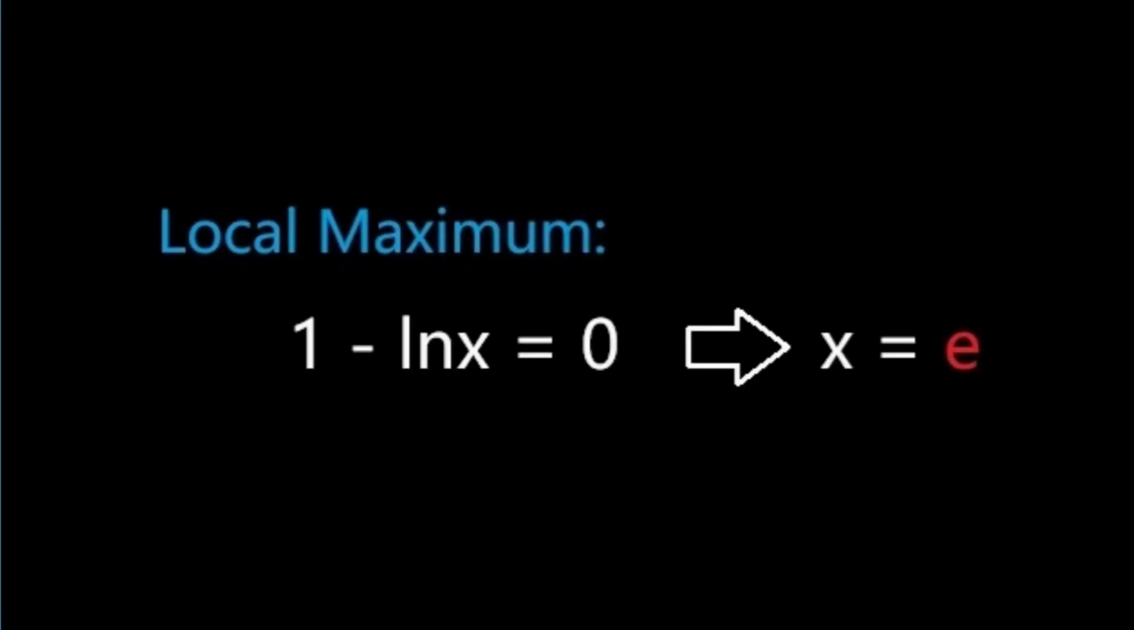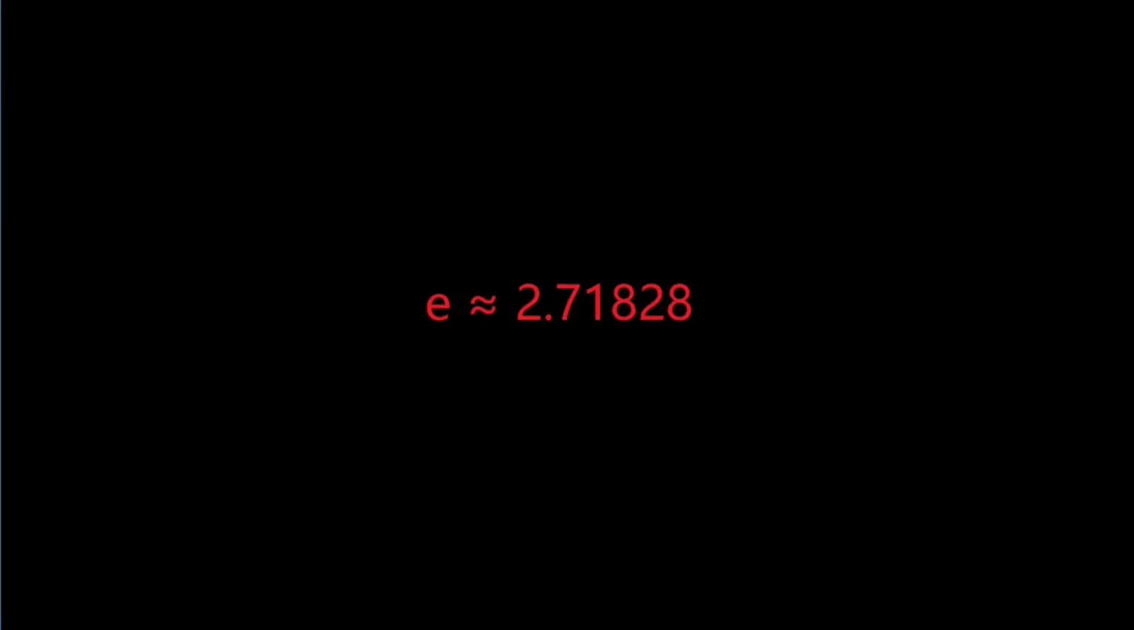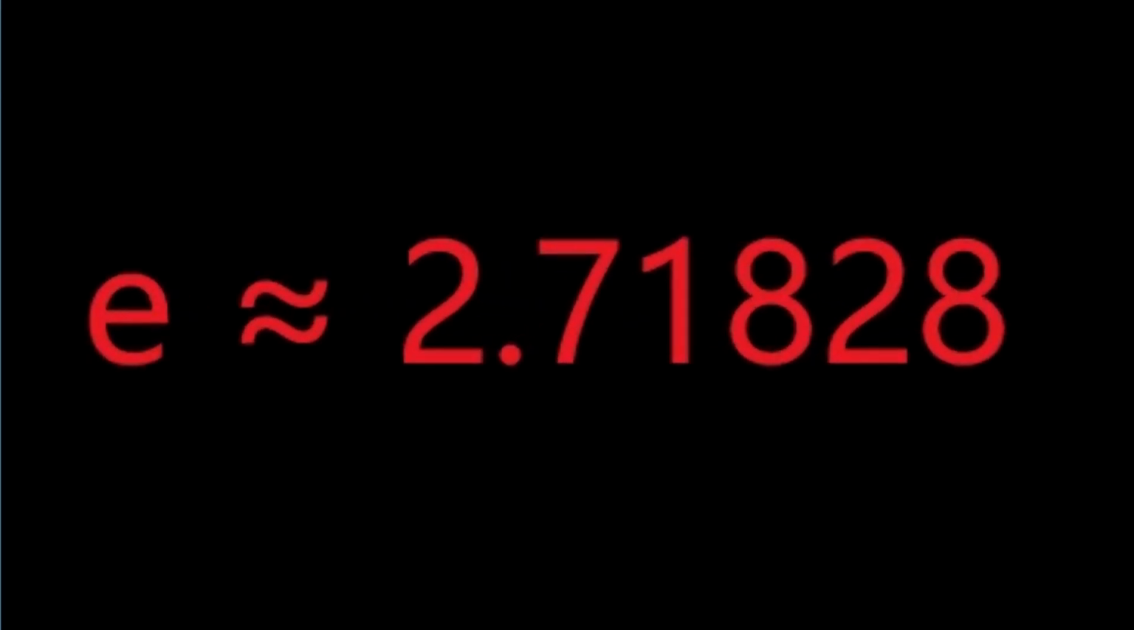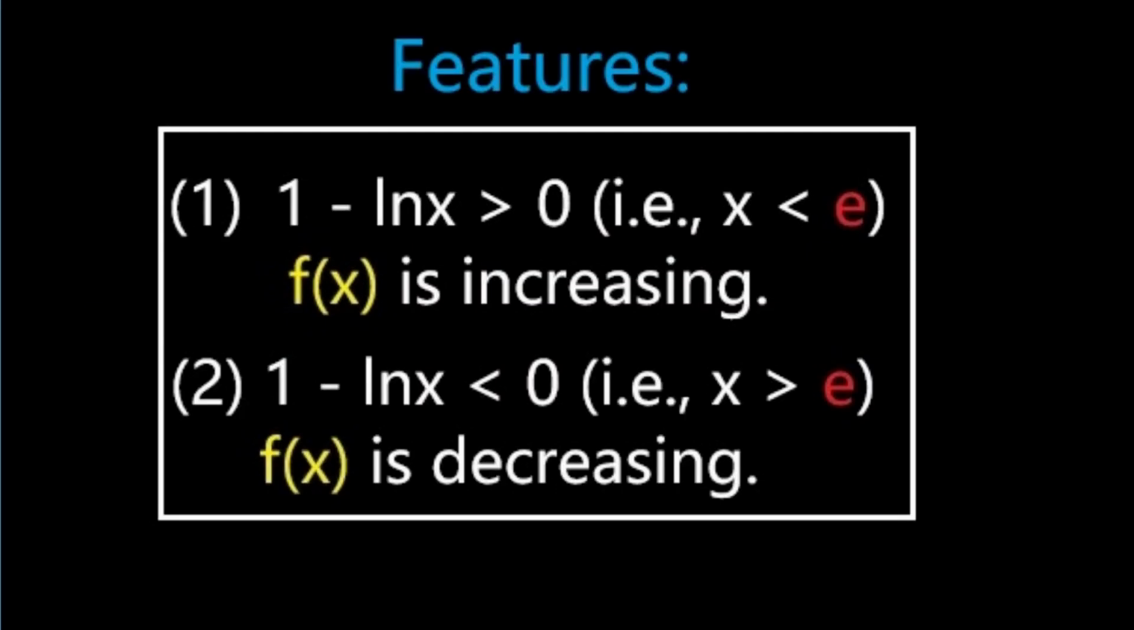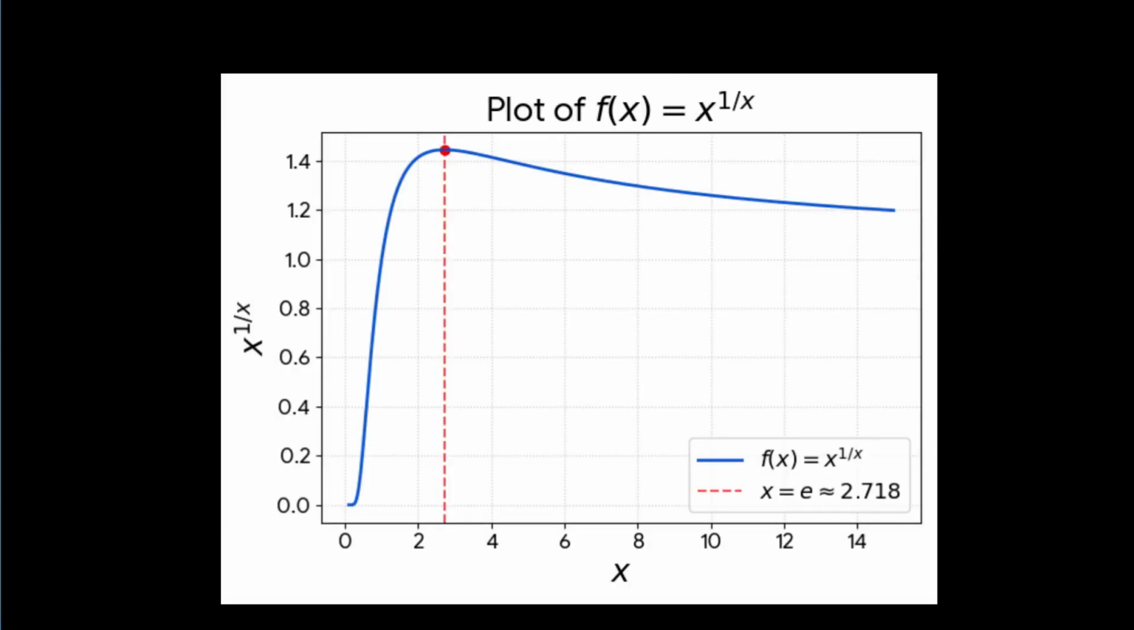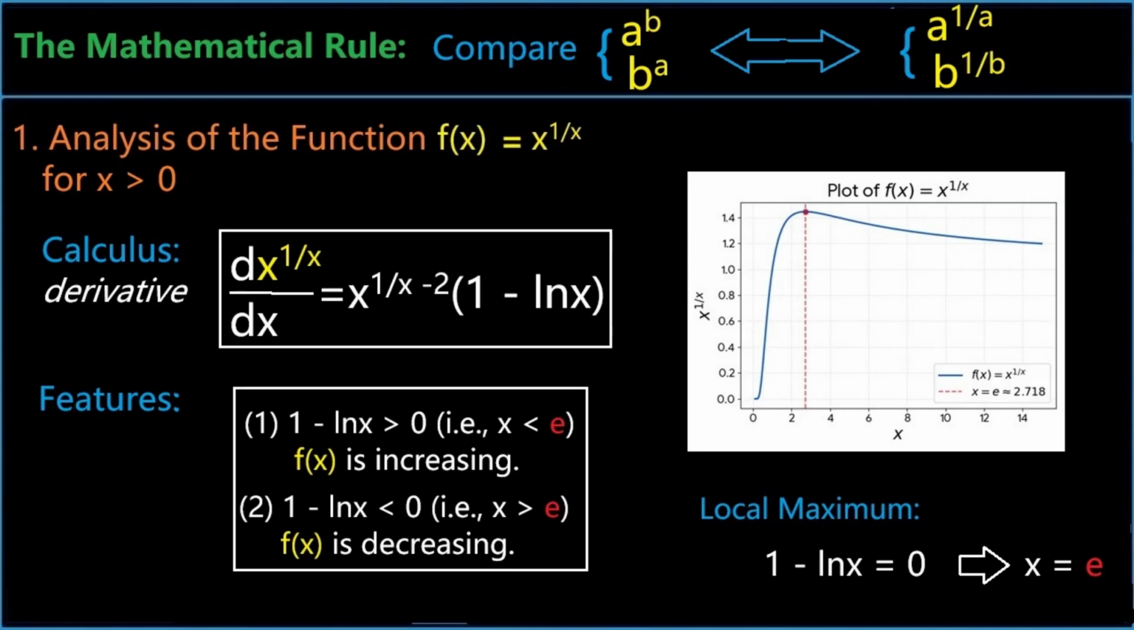The function, x to the power of 1 over x, reaches its maximum value at a critical point, where x equals e. Here, e is approximately 2.718. For values less than e, the function, x to the power 1 over x, is strictly increasing. And for values greater than e, the function, x to the power 1 over x, is strictly decreasing. The graph shows this clearly. The curve peaks exactly at x equals e. This is why comparing exponents works this way.